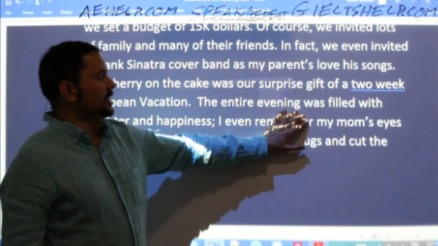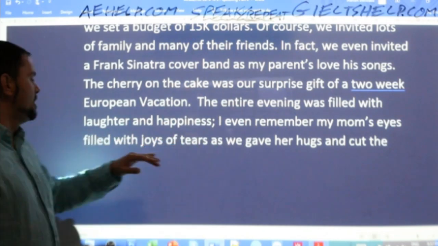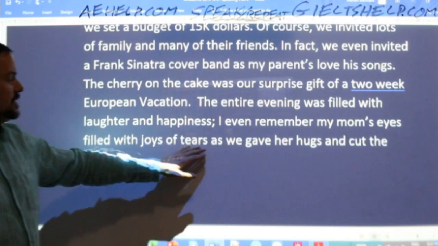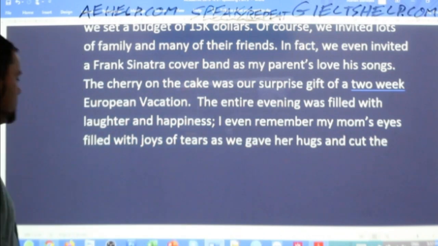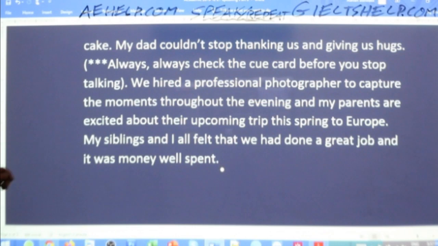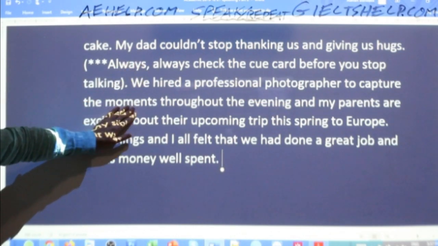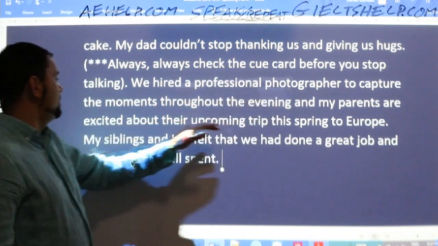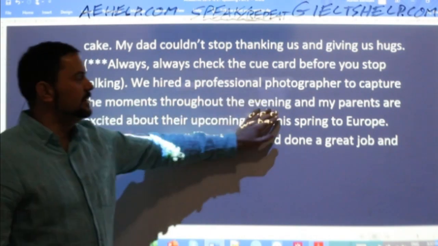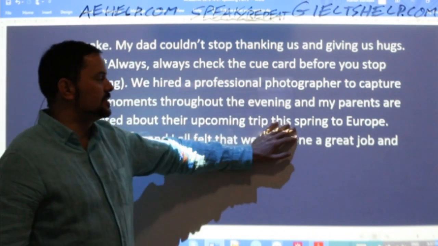The entire evening was filled with laughter and happiness. I even remember my mom's eyes filled with tears of joy as we gave her hugs and cut the cake. My dad couldn't stop thanking us and giving us hugs. We hired a professional photographer to capture the moments throughout the evening, and my parents are excited about their upcoming trip this spring to Europe.